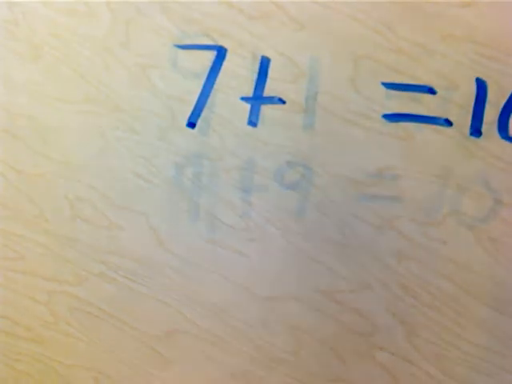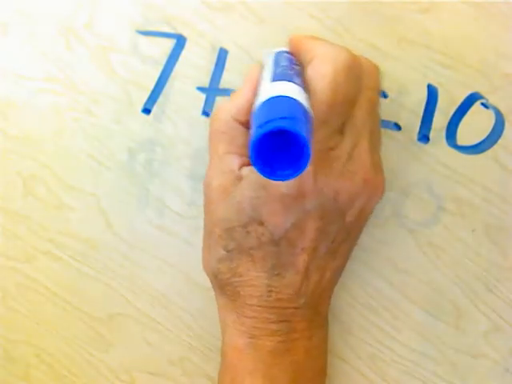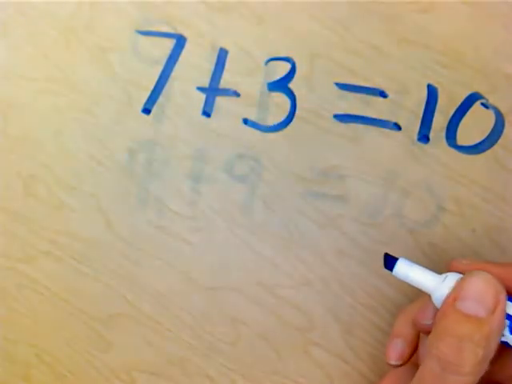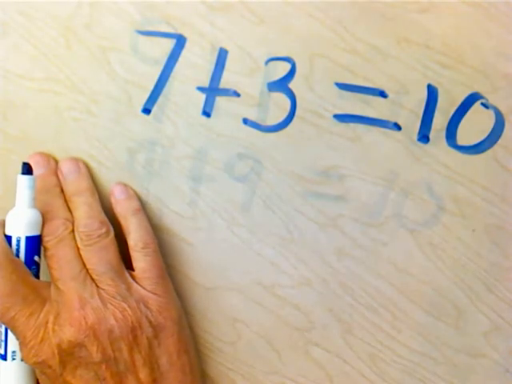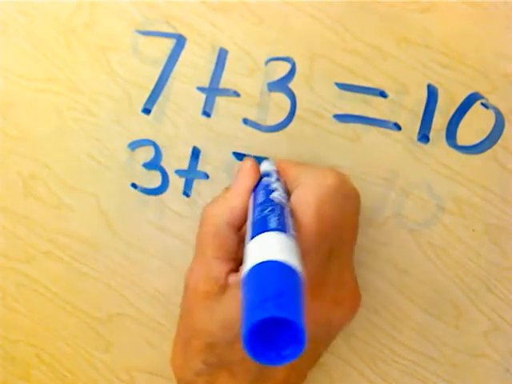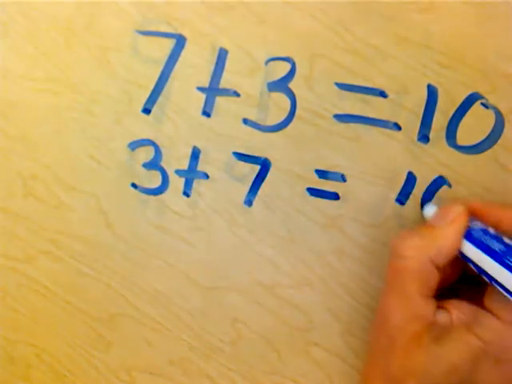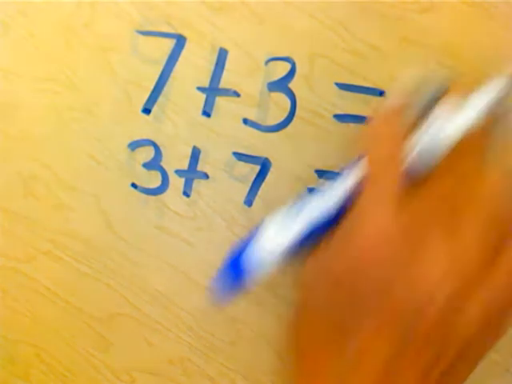What would I have to add to 7 in order to equal 10? Did you say 3? If you did, congratulations. And I need you to think about the commutative property of addition, which means that 3 plus 7 would also equal 10. So let's take a look at another way to make 10.